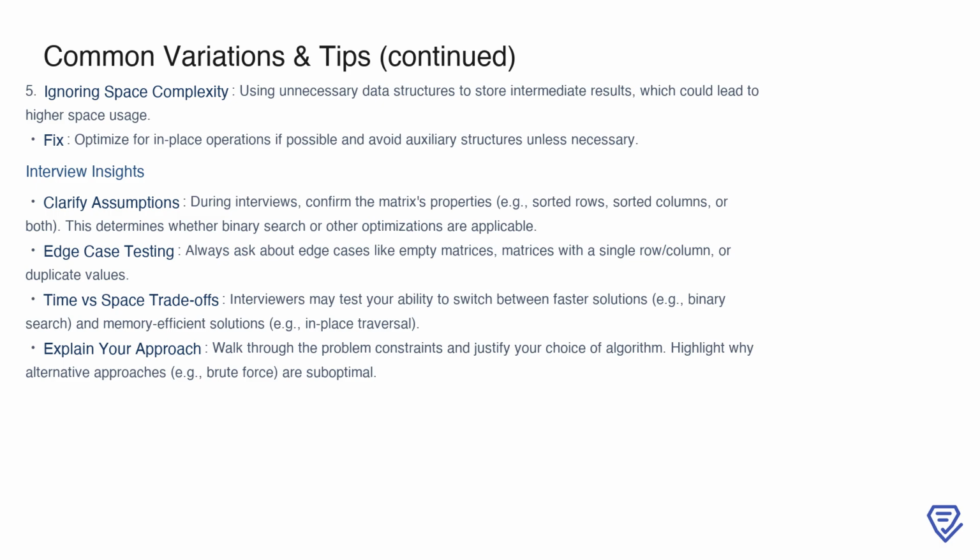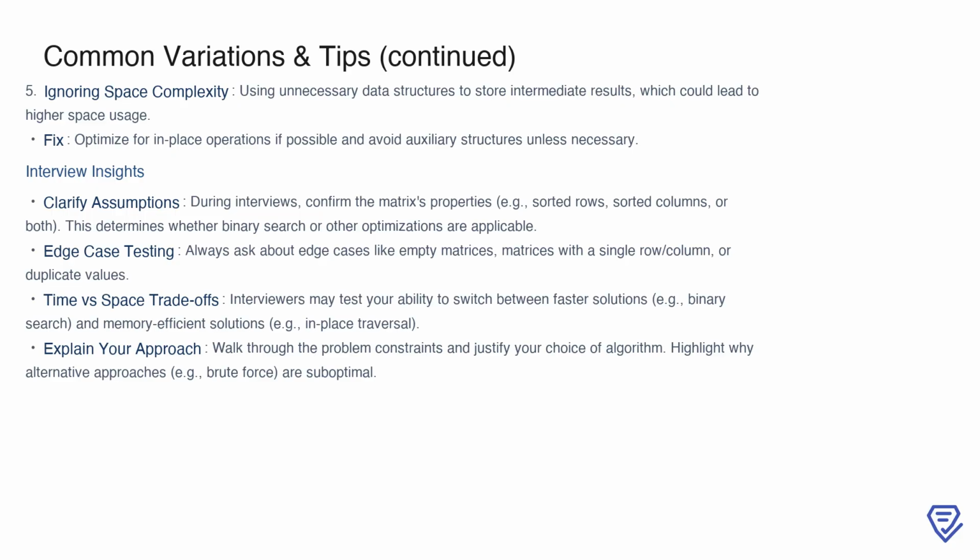In an interview setting, it's crucial to clarify assumptions early on. For instance, confirm whether the matrix is sorted row-wise, column-wise, or both, as this will influence whether binary search or another method is appropriate. Be sure to ask about edge cases, such as empty matrices, single row or single column matrices, and duplicate values. Additionally, be prepared to discuss the trade-offs between time and space complexity.